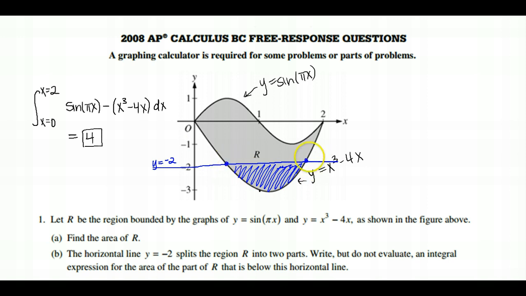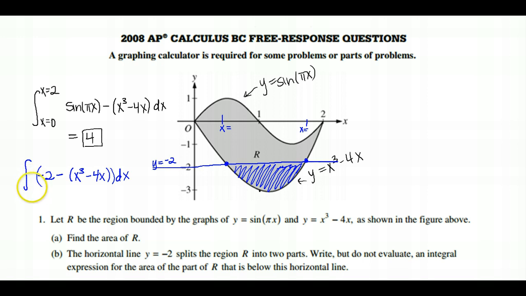So we need to find these two x coordinates. So x equals something, and then this point up here is x equals something, and that's what we need to find to finish the setup of our integral. So it's going to be the integral from some number to some number of the top function, negative 2, minus the bottom function. The bottom function here is the cubic function, so I have minus the quantity x cubed minus 4x, dx.